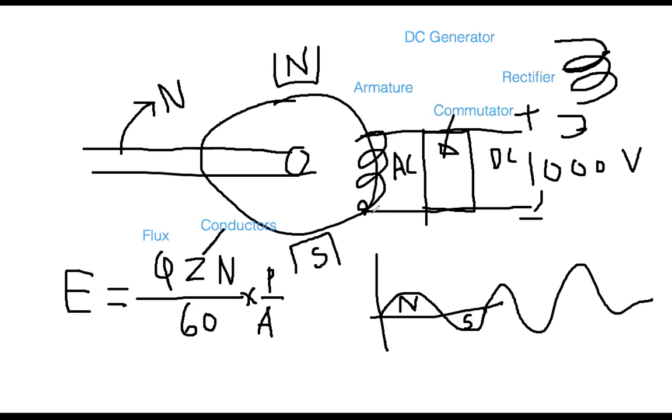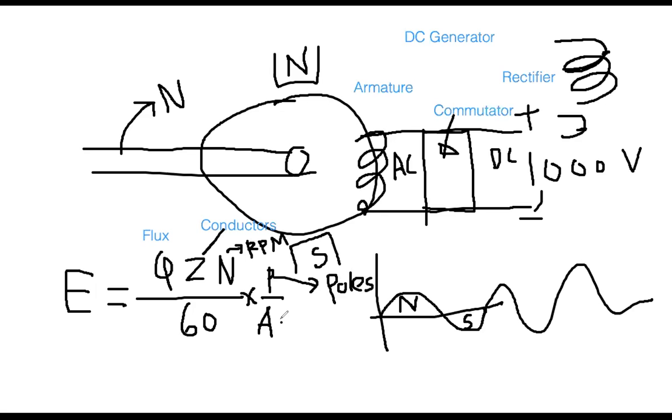Therefore, in this arrangement or in this coil set, how many conductors there are is represented by the capital letter Z, and N is the speed of the shaft in RPM, revolutions per minute. Okay, and then P is the number of poles. How many poles? It is 2 pole or 4 poles. In most cases, it is just 2 pole. So this is the number of poles.